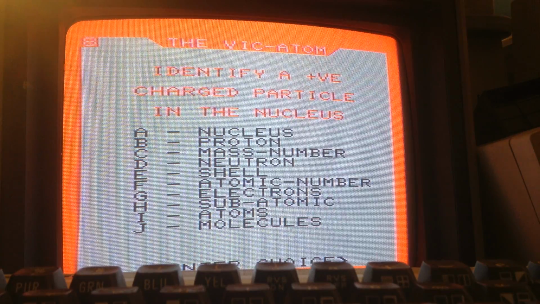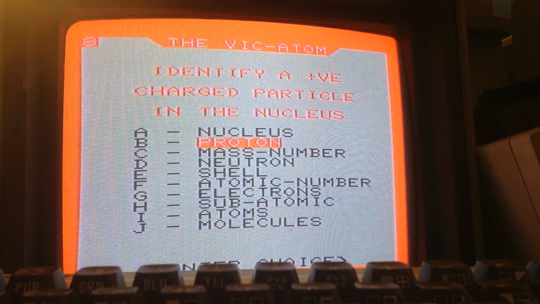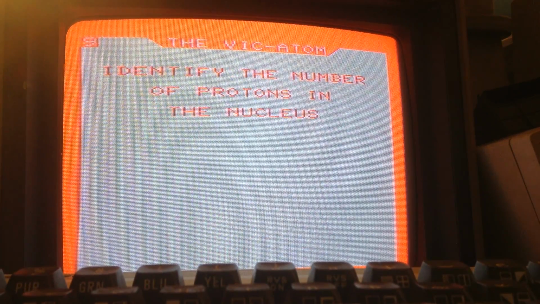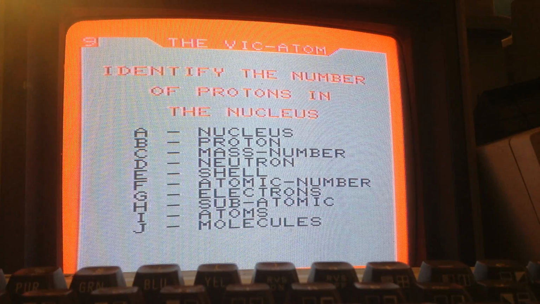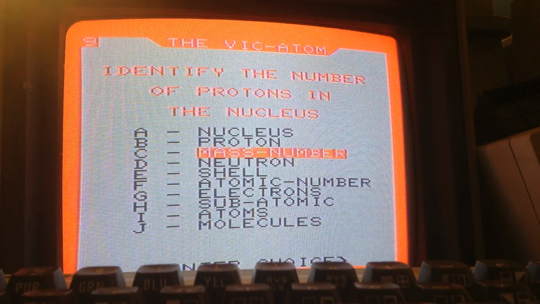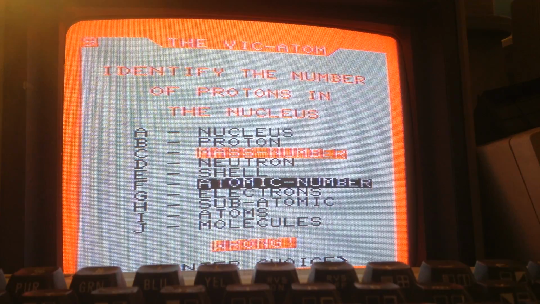Identify the plus charged particle in the nucleus. Well, I think I'm wrong. Oh, I am. Proton. No, I got it right. Okay. I think we're almost done. Remember the number of protons in the nucleus. Mass number. Atomic number. Let's try C. Wrong! Atomic number.